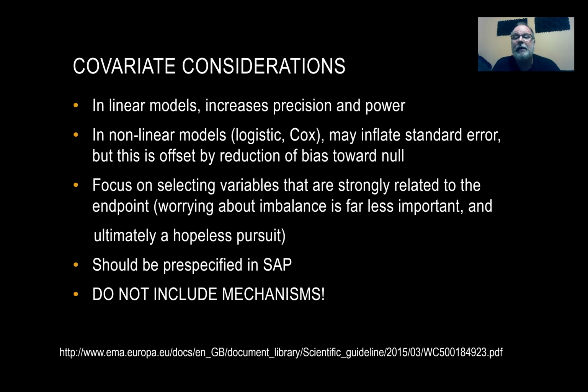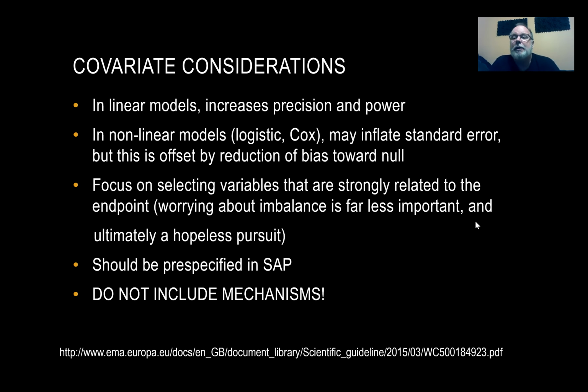And so if you include covariates in a logistic regression or a Cox model, you'll actually have less bias toward the null. And as I said, focus on selecting variables that are strongly related to the endpoint. What predicts your endpoint? Don't worry nearly as much about baseline imbalance. I thought for years, and I think a lot of good statisticians really worried a lot about baseline imbalance. And I think in the last 10 years or so, enough people have worked on that problem to convince me, at least, that that is not a significant concern. I'll talk a little bit more about that.